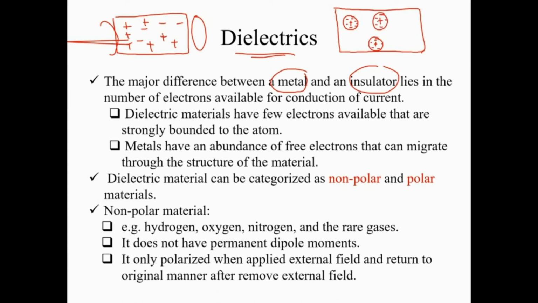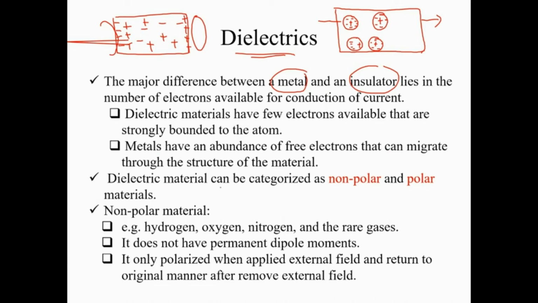If you apply an electric field to this dielectric, the electron and proton inside the atom can just slightly adjust themselves. For example, the proton will be here, the negative will be here. They cannot move freely like in the conductor. So dielectric materials have few electrons that are strongly bound to the atom, while metals have an abundance of free electrons that can migrate through the structure of the material.